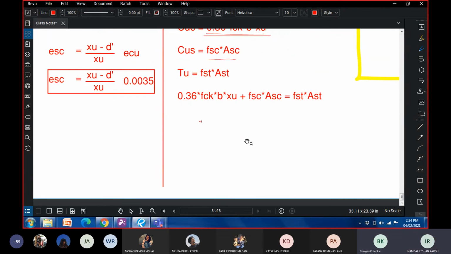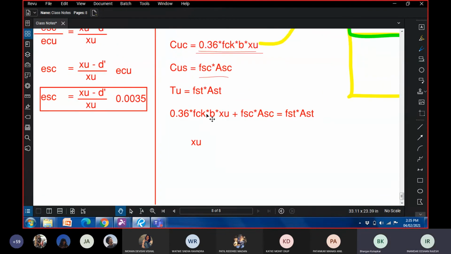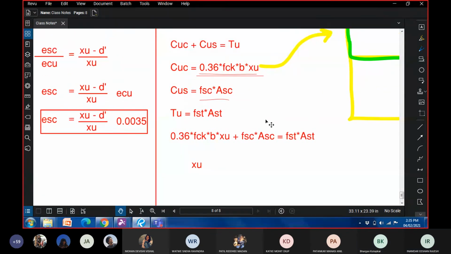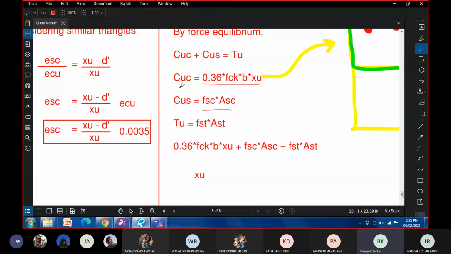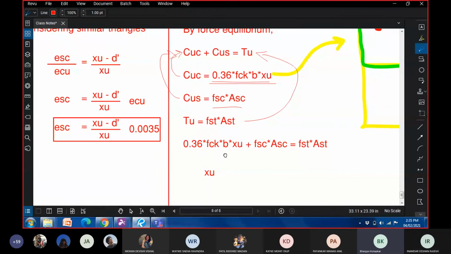Can you repeat the last step? So I've just plugged in the values of CUC and CUS and TU in the force equilibrium equation. Okay.